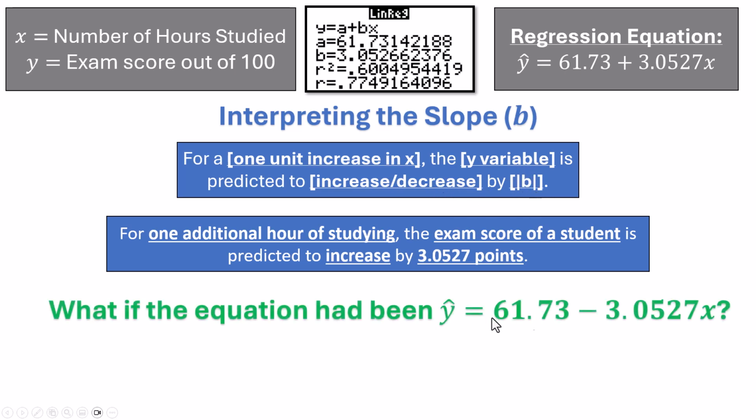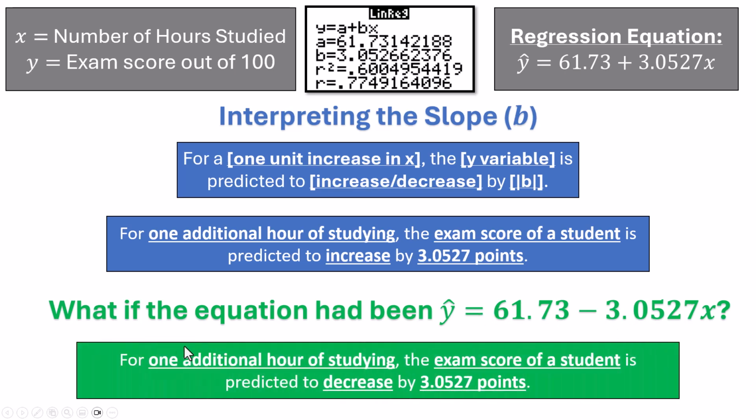Now, if you had a decrease, then you would still use the positive version of the slope. So let me show you an example of this. So let's say this was an equation, and this has a negative slope, right? So then you'd say, if this was the case, for 1 additional hour of studying, the exam score of a student is predicted to now decrease by 3.0527 points. Make sure you don't use the negative sign if you have a negative slope, because the word decrease is already doing the work of the negative.